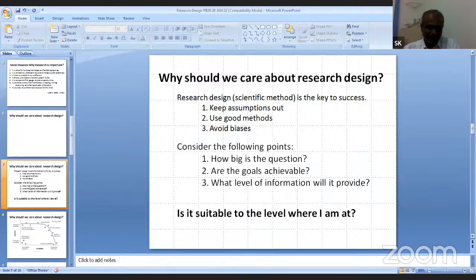Either design is fundamental design or experimental design. Correct. I think it will be clear. Right? Anybody else? Level where I am at.